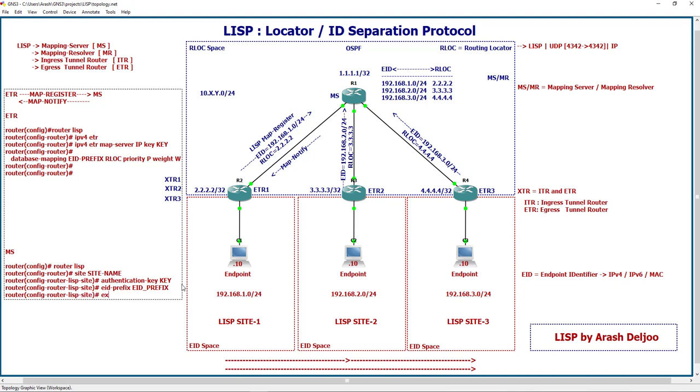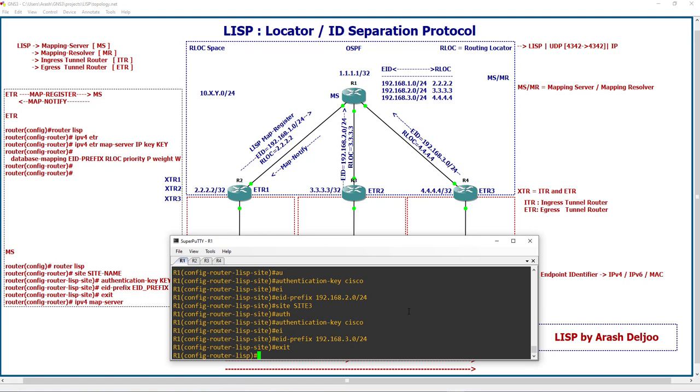Then we should enable the mapping server function. In router config, router LISP, exit from the site, and here in the router config, in the LISP process, you should configure this command: IPv4 map-server, then exit IPv4 map-server. Don't forget that I configured IPv4 ETR on the R2 and also IPv4 map-server on the R1.